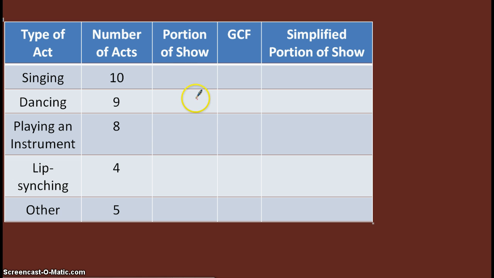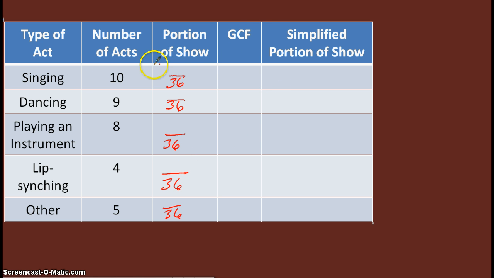Now, my denominator is going to be 36. The reason is that the denominator, by definition, is all possible parts. All the possible parts. And there are 36 acts, so that's going to be our denominator. Now, all we have to do is identify our numerator, and our numerator will be the number of each particular act.